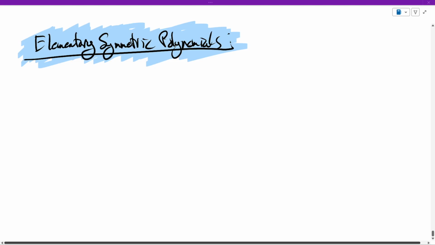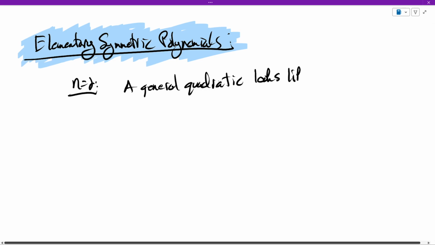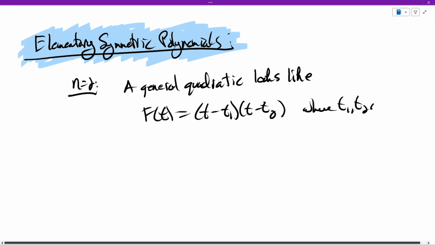Okay, we're going to talk now about the elementary symmetric polynomials. And instead of starting with the general case, let's think about the case when n is equal to 2 first. So a general quadratic looks like f of t is (t minus t1)(t minus t2), where t1 and t2 are the roots, right?